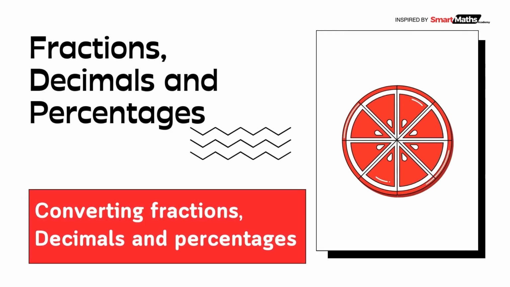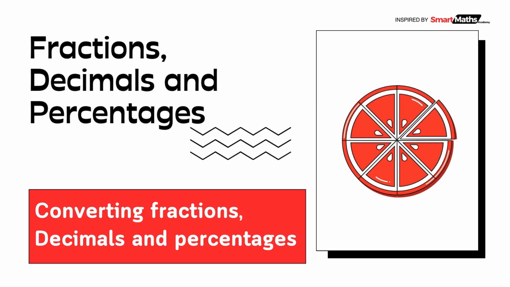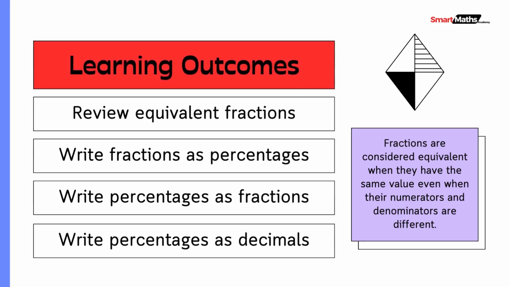So in this class, we want to continue from where we stopped. We are still on conversion. So in this class, we're looking at fractions, decimals, and percentages. Our learning objective for this class: we want to review equivalent fractions. We want to see how to write fractions as percentages and how to write percentages as fractions. And the last one is how to write percentages as decimals.